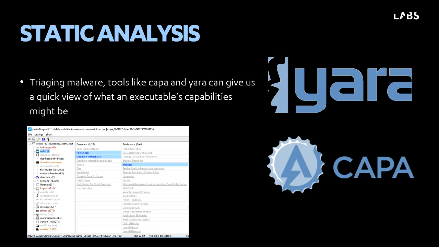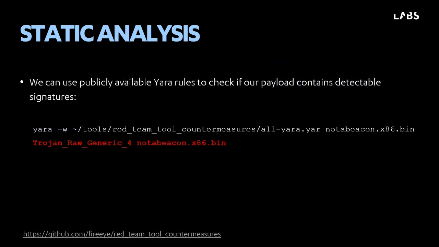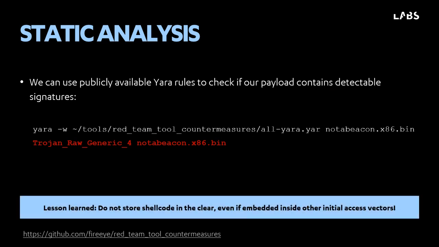So for example, they can use tools such as Yara or Kappa to do some basic triage of their payload, just to see if there is no obvious thing that might get their payload flagged and deleted from disk before actually executing it. So in the specific example, we're using Yara, and we're using the FireEye Red Team tool countermeasures repository, and we're scanning Cobalt Strike beacon shellcode. And as you can see, we have a hit, but that's of course expected, because that's what the rule was meant to be.